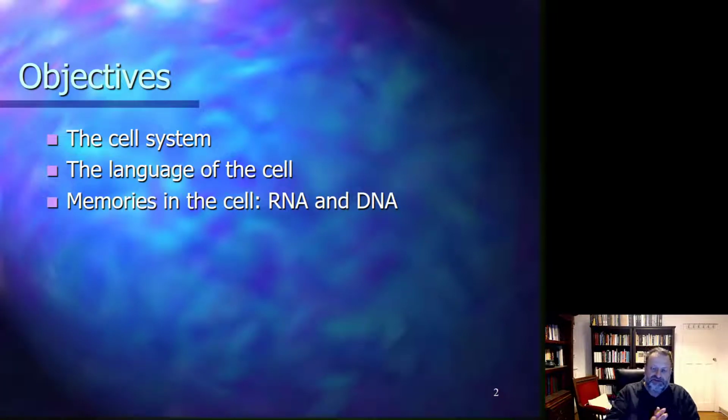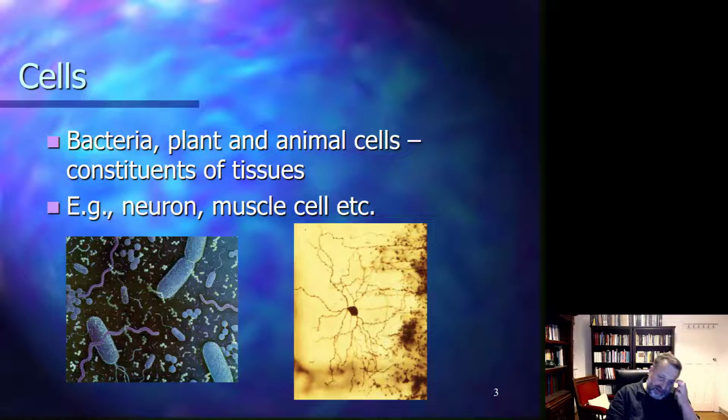So in this lecture, we will look at cells and proteins, how these form systems. So first, we will consider the cell systems as described traditionally. Then we look at the language of the cell and memories, in particular in the context of the cell, which we will see that we interpret the RNA and DNA molecules as such memories. So let's start with cells.